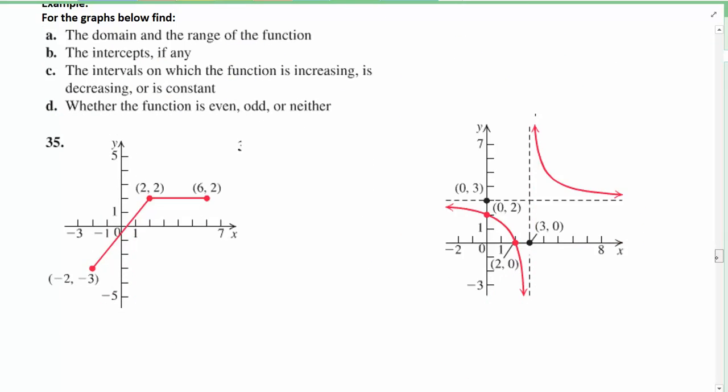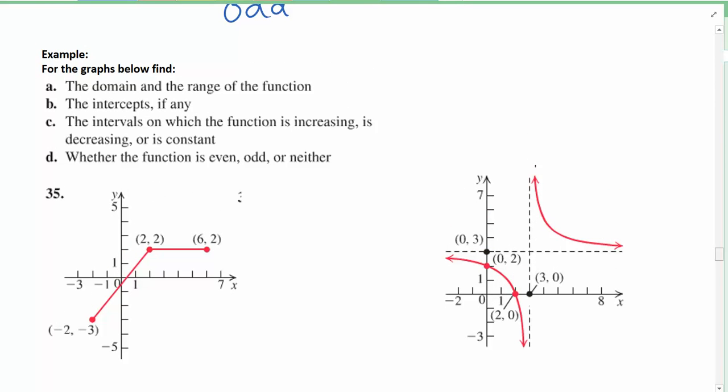Okay, now on these problems, we're going to go through a process of finding the domain, the range, the intercepts, the intervals on which the function is increasing, decreasing, etc. So the domain of this function is the x values. The smallest x value is -2, and the largest x value is 6. The range of this function is -3 to 2: the lowest y value, which is -3, to the highest y value, which is 2.